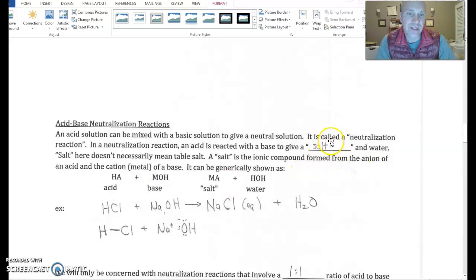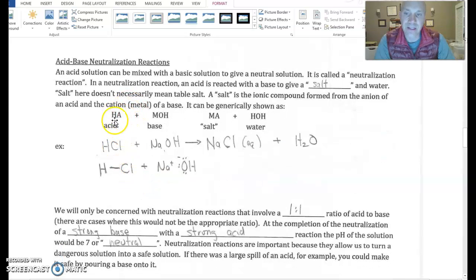All right. And when I say salt right here, I don't literally mean sodium chloride. A salt, in chemical terms, is an ionic compound formed from the anion of an acid and the cation, which is generally a metal, of the base. Generically, pretend this is just a generic acid and this is a base, a metal hydroxide. The H+ from the acid is going to react with the hydroxide to make water, and then the salt is just what's left over.